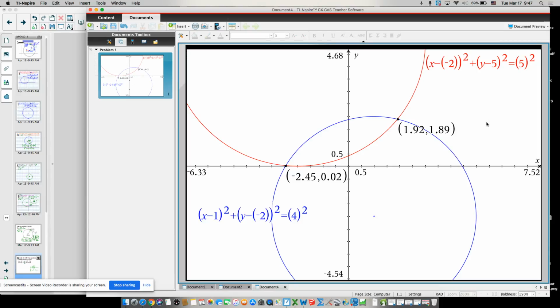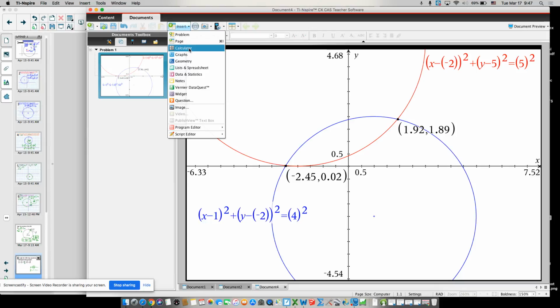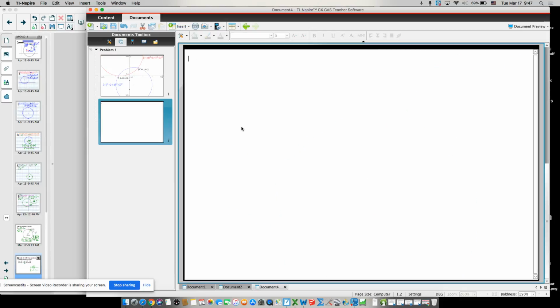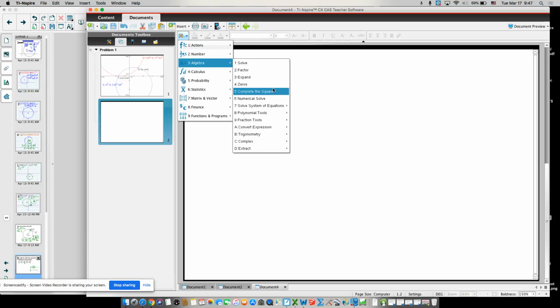So I found my two intersections graphically. That's how to do them on a graph, if you needed those. Let's do it algebraically. So I'm going to insert a calculator page and go to my tools and go to algebra. And there's this thing called solve a system of equations. Solve system of equations. Aha, let's use that.